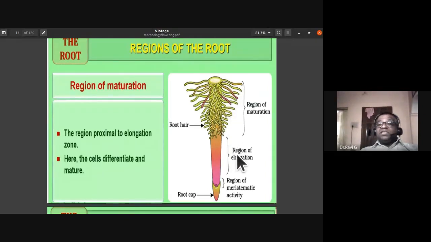But in the region of elongation and the region of meristematic activity, you don't find this differentiation. They are just an undifferentiated mass of cells. That differentiation into epidermis, parenchyma, endodermis, pericycle, pith, xylem, and phloem takes place in this region of differentiation. That is why we say the cells differentiate and mature in this region of maturation.